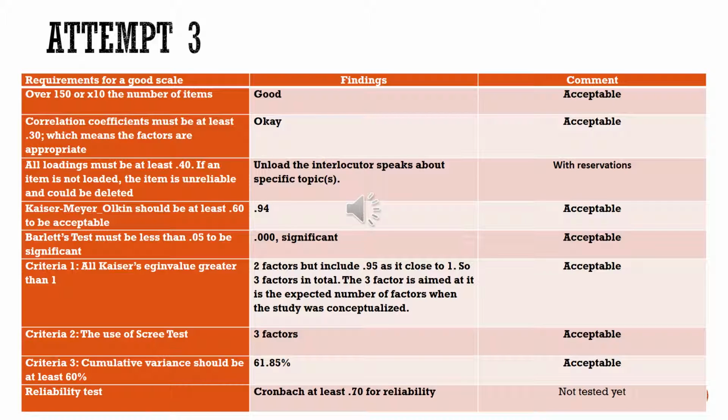With regards to the Kaiser's eigenvalue greater than 1, there are 2 factors which are acceptable, but there is one problem. The factor number 3, it's 0.95, but because it's close to 1, and the expected factors that we've got is 3, then this 0.95 could be acceptable. And then when you look at the scree test as a criteria, there are also three factors over there. And by deleting the other items, the cumulative variance is way above 60%, which is 61.85%.